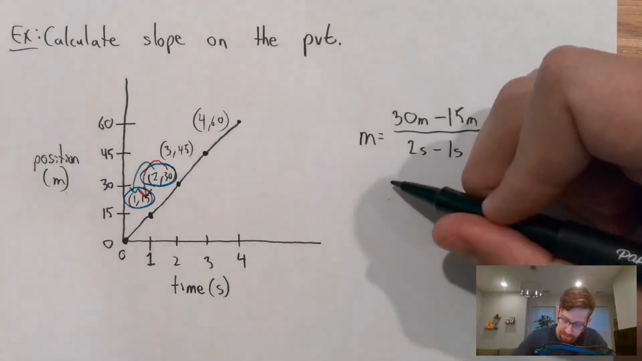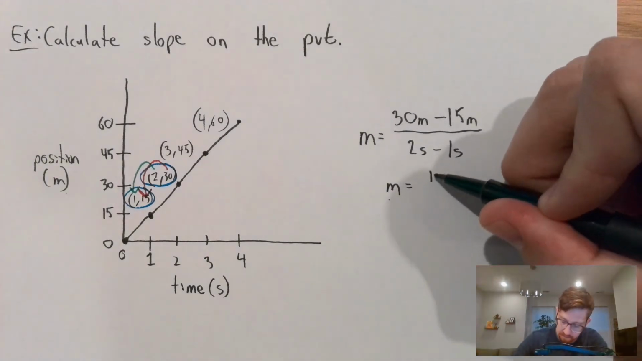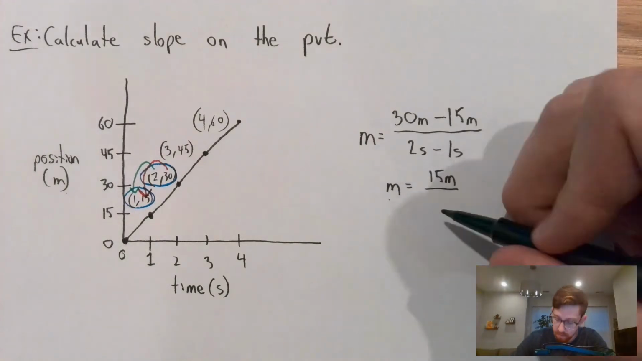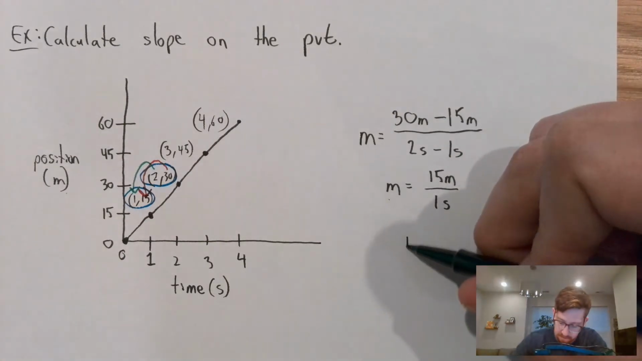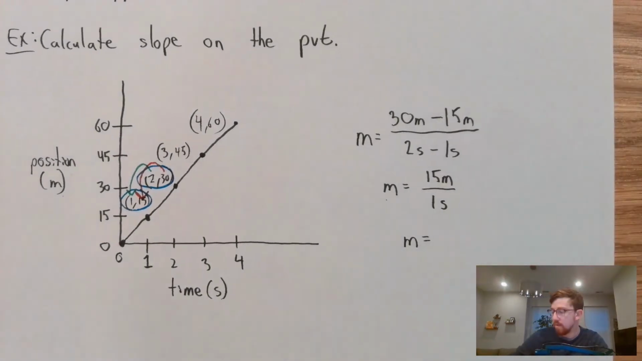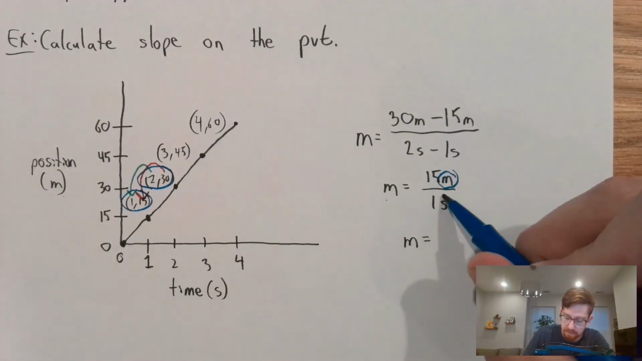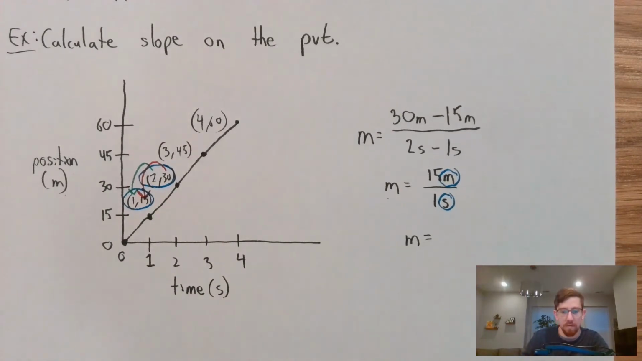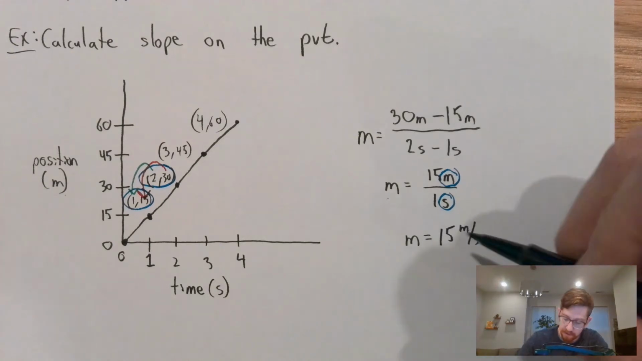We don't need a calculator for this. It'll be 30 minus 15 is 15. So it's 15 meters on top. 2 minus 1 is 1. 1 second on bottom. We could simplify that. Really, it's just 15 over 1, which is 15. But also the important thing, the reason I had my units here, is this. Meters divided by seconds equals meters per second. So we have 15 meters per second.